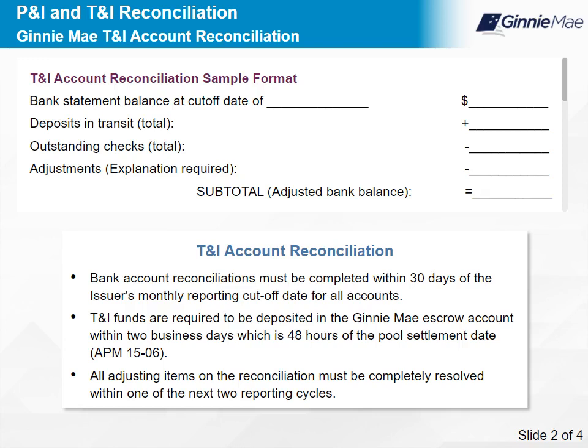Importantly, all adjusting items on the reconciliation must be completely resolved within one of the next 2 reporting cycles. Note, a T&I balance on loan level for multifamily loans is actually not required. Select Next when you are ready.